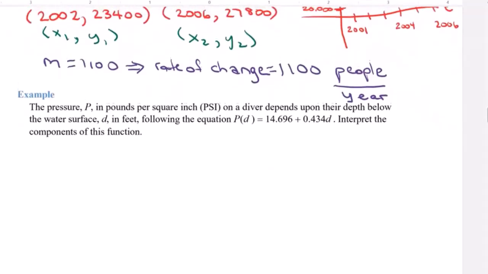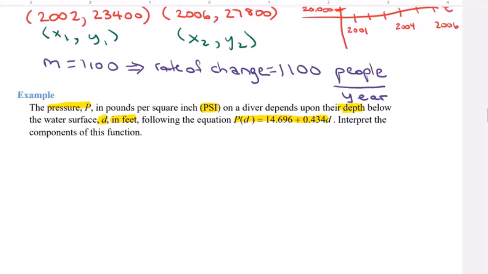Let's talk about the next question. We have the pressure in pounds per square inch, PSI, on a diver depends upon their depth below the water surface. And we're going to call that D, and it's in feet. So P is pressure in PSI, and D is depth in feet. And we've already been given the equation. And it basically asks us to interpret what this means.